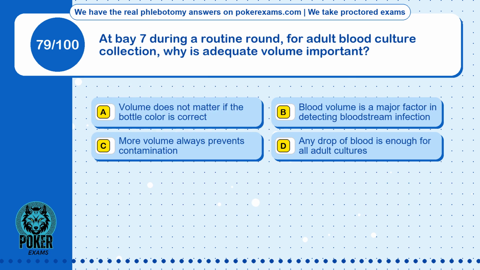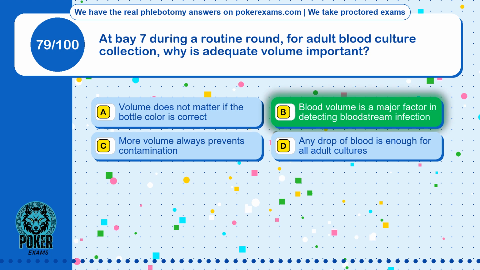Question 79. At Bay 7 during a routine round, for adult blood culture collection, why is adequate volume important? Option A. Volume does not matter if the bottle color is correct. Option B. Blood volume is a major factor in detecting bloodstream infection. Option C. More volume always prevents contamination. Option D. Any drop of blood is enough for all adult cultures.